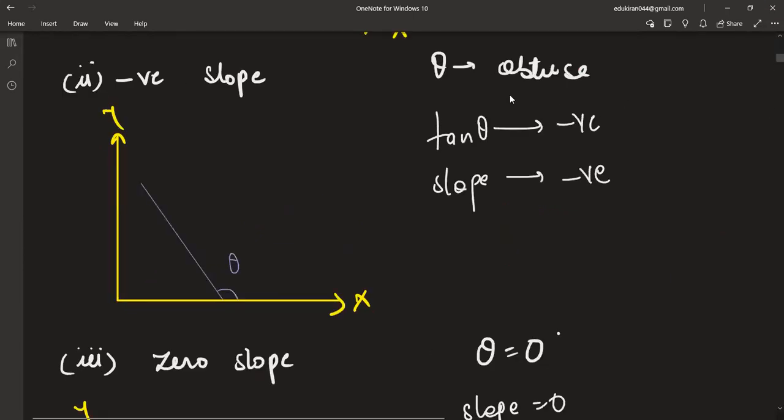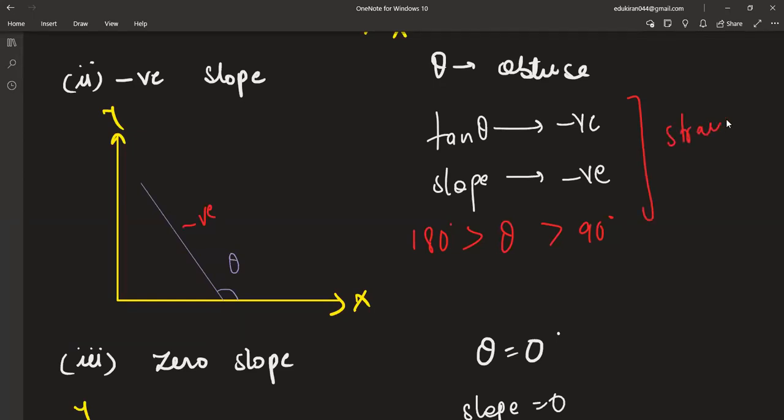Then secondly, if theta is an obtuse angle, it means it is greater than 90 degrees and lesser than 180 degrees. So tan theta for that will be negative and the slope will be negative. See, this is also a straight line graph, but the angle is greater. This was for acute, this is for obtuse. So the slope is negative, and the graph is a straight line.